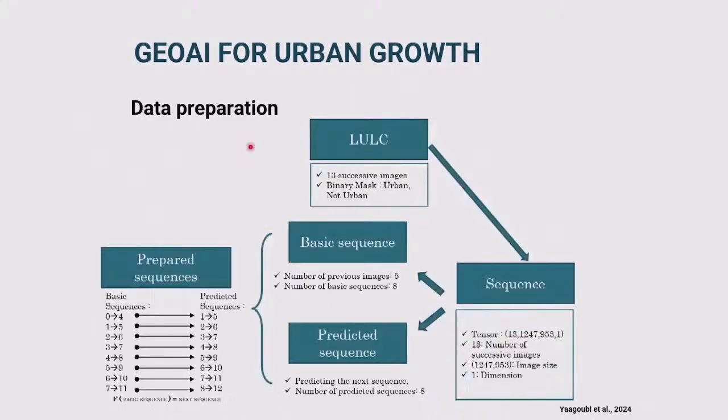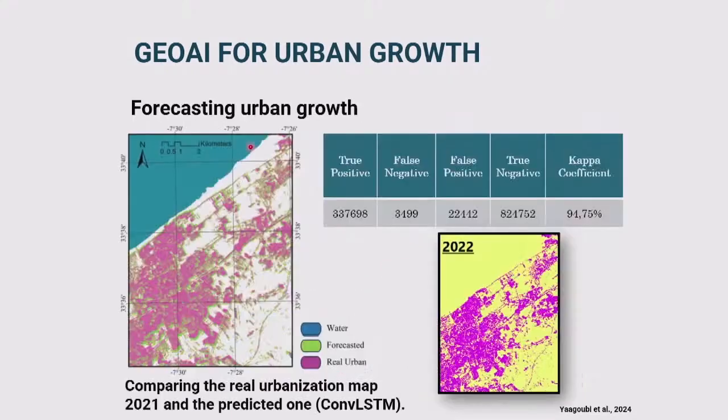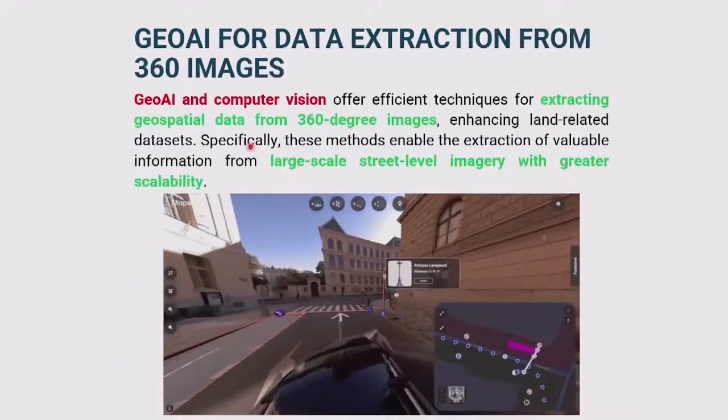I will skip the algorithm, and we have the results here. So here we have the true positive, true negative, false positive, false negative. I will go directly to the kappa, which is 95%. And just to also mention that this is a binary classification, because here we have two classes, building or not building. So we want to improve the algorithm in order to have multi-class urban growth instead of having only one.